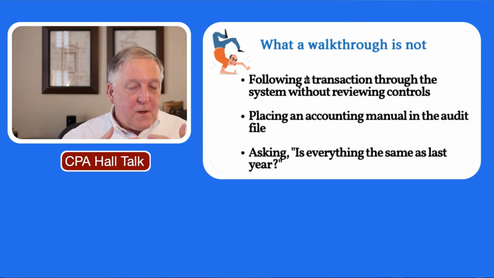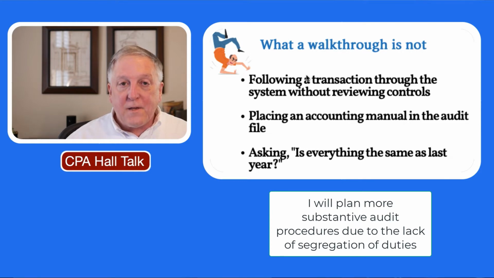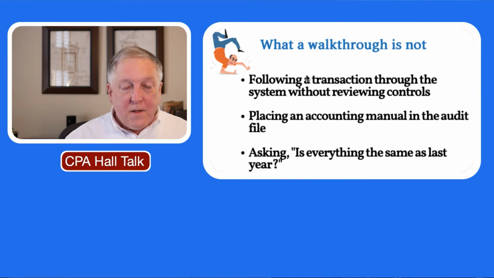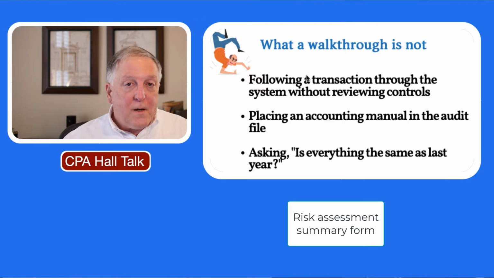So, if there's only one person involved in this process, then there's no segregation of duties, and we've really got a problem. If that was the case, I'm going to do a lot more work in the accounts payable area because the internal controls are not designed appropriately. So again, we do the walkthrough to see if there's any internal control weaknesses. If there are, I'm going to bring those internal control weaknesses into my risk assessment summary form.